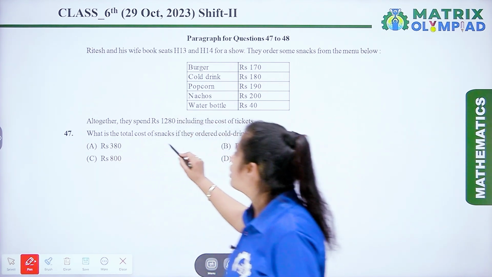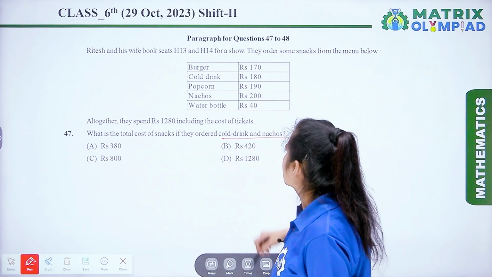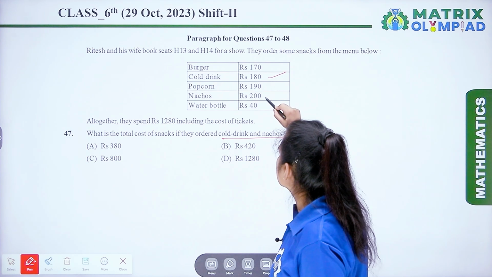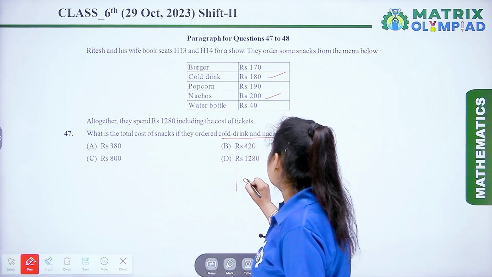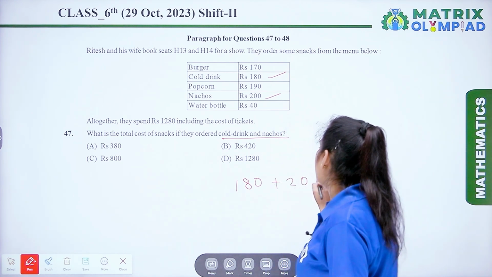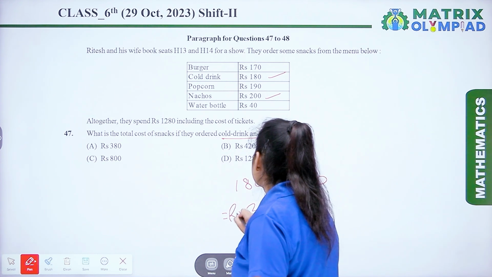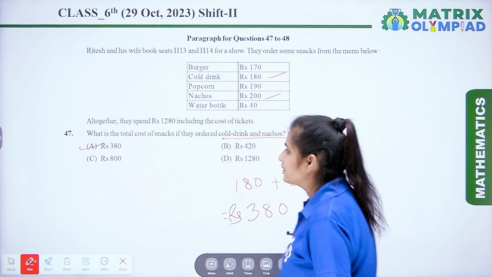What is the total cost of snacks if they order cold drink and nachos? So the cost of cold drink is 180 and cost of nachos is 200. So 180 plus 200 is equal to 380 rupees. Here option A is the correct answer.